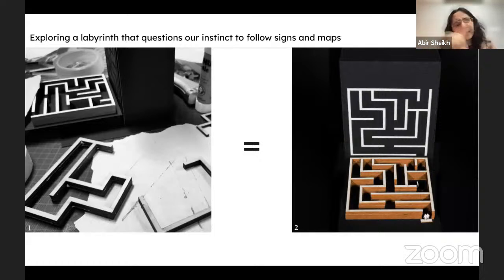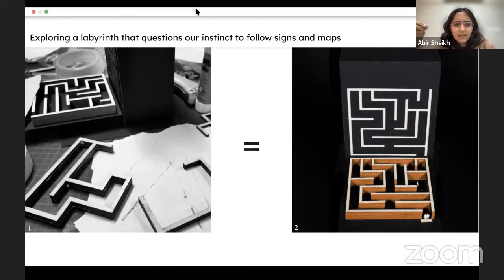A labyrinth is when you have one route throughout the space, and I'm sure a lot of you have gone through a labyrinth and mazes, right?